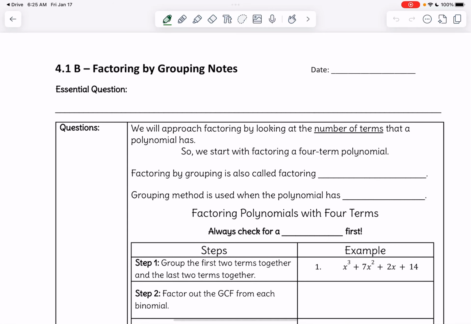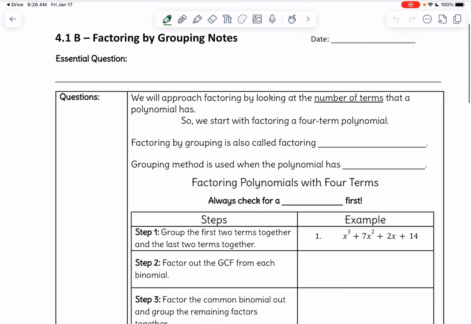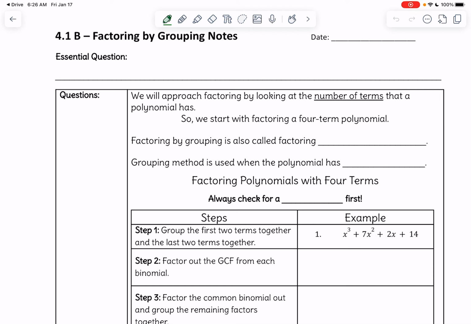Okay, this is for factoring by grouping. So this time, as we factor, we are looking at the number of terms in the polynomial. So we're going to start with a 4-term polynomial. And when we do that, we factor in groups, which is also called factoring in pairs.